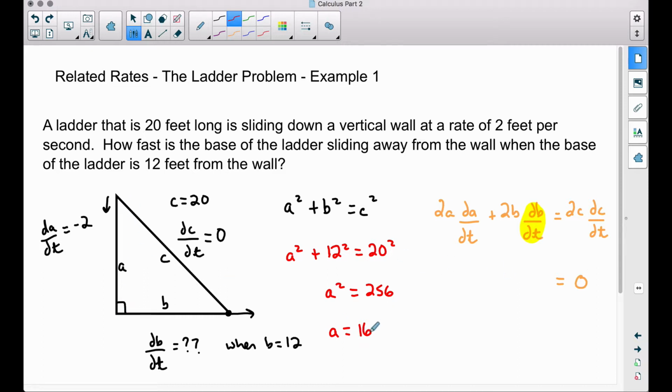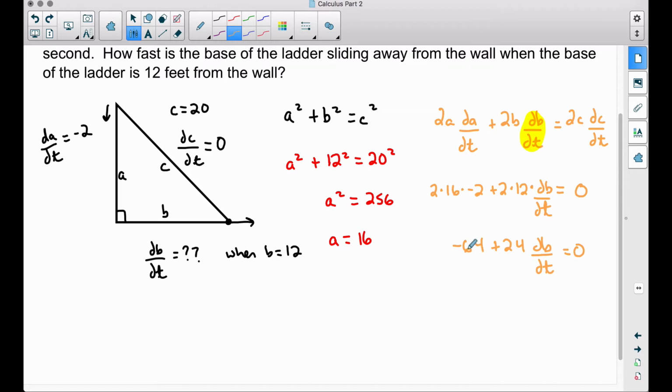All right, let's plug this into A. Let's plug in our dA/dt, and let's plug in our B value of 12, and we can solve for dB/dt. And that's exactly what I've done here. 2 times A, which is 16, times dA/dt. Remember your sign there, that's a negative 2, plus 2 times that B value we were given of 12, times our unknown dB/dt is equal to 0.